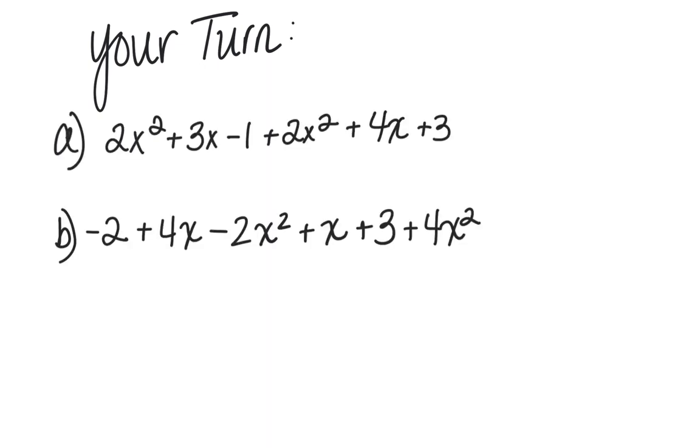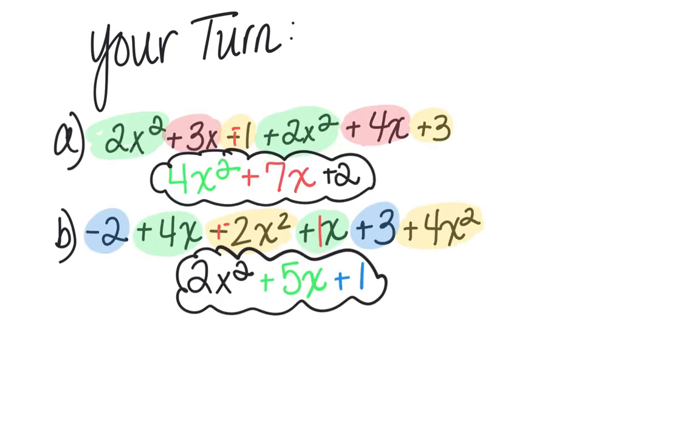Now it's your turn to try a couple. Pause the video, copy these down, and then simplify these 2 expressions. Combine your like terms and write it as simplified as you can. Algebra tiles are a great tool to help with this, but if you feel like you've got the hang of it without them, you can certainly try without. Push play when you're ready to check.